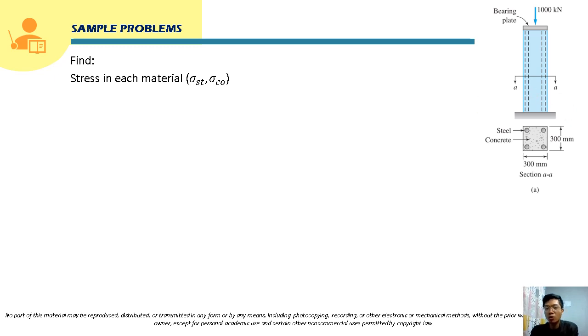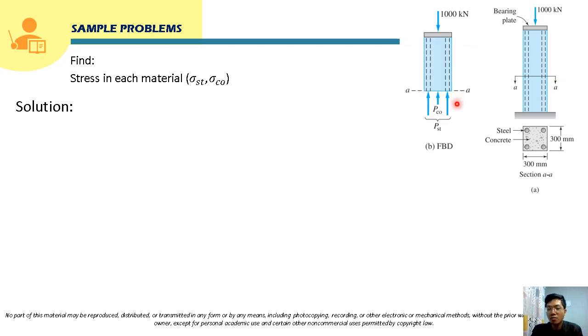Okay, so to solve this, class, we have to draw first the free body diagram. Now let's say we cut a section through AA. So cutting that section and drawing that free body diagram, this will now be the free body diagram considering the upper segment. So we have here the load 1,000 kilonewton, and then let's say for concrete, the force that represents the concrete will be PC. This will be the reaction force due to the concrete. Also for the steel, there will also be reaction forces in the steel, and let's say that those forces will be represented by PST.